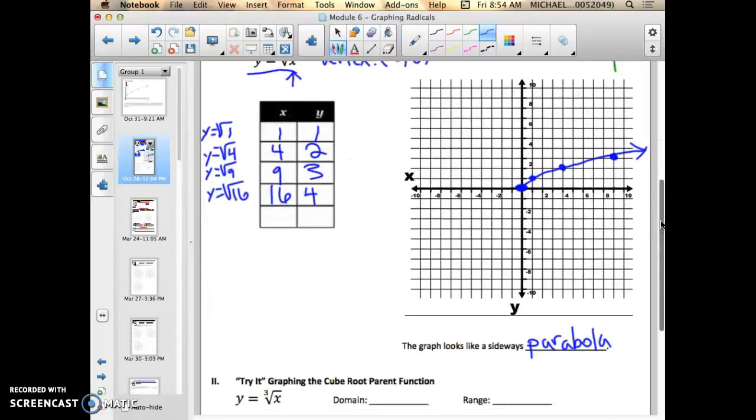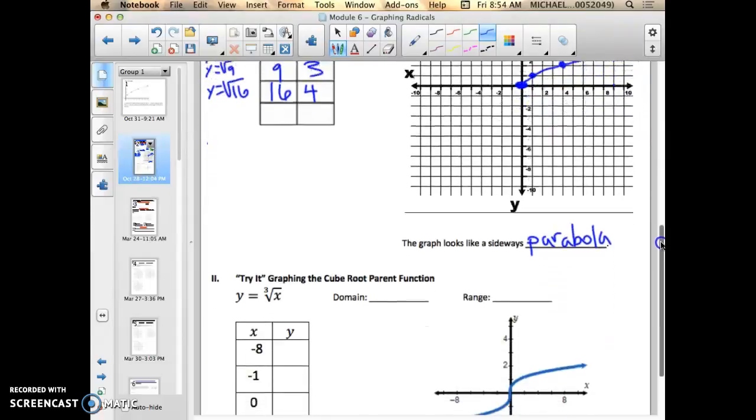So what I drew in blue right here is y equals the square root of x. We need to become very familiar with that because we're going to base all of the next objective, the transformation in the domain and range, off of this function y equals the square root of x.